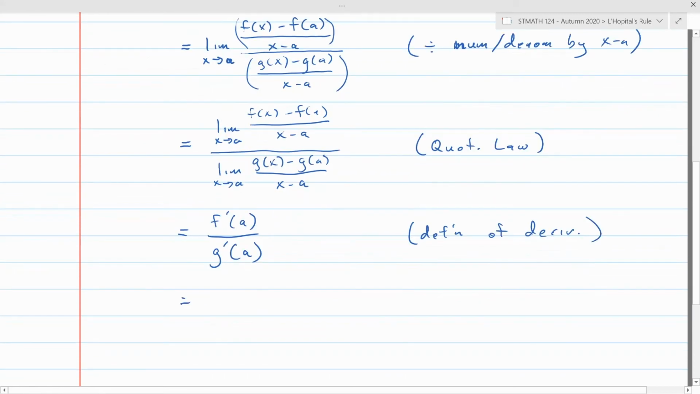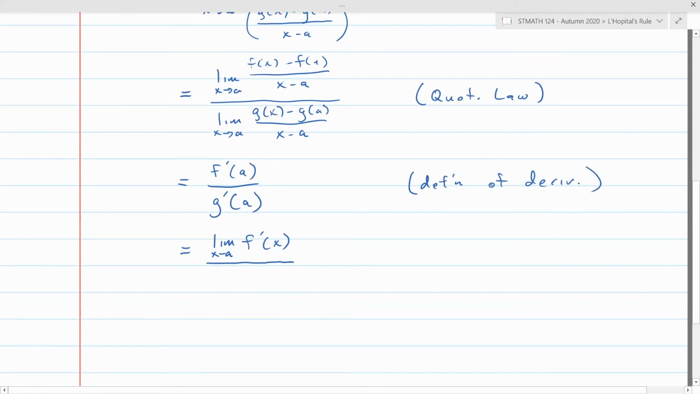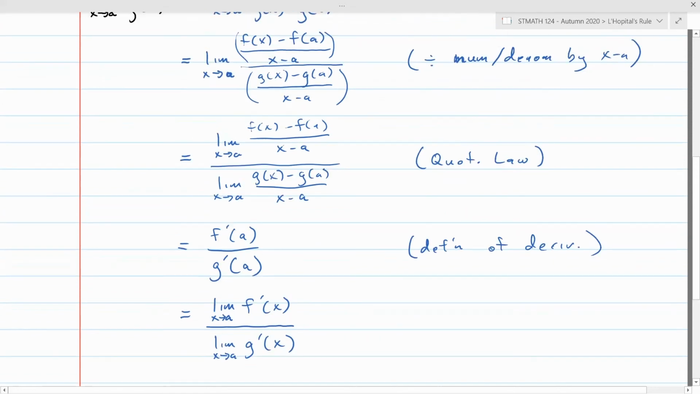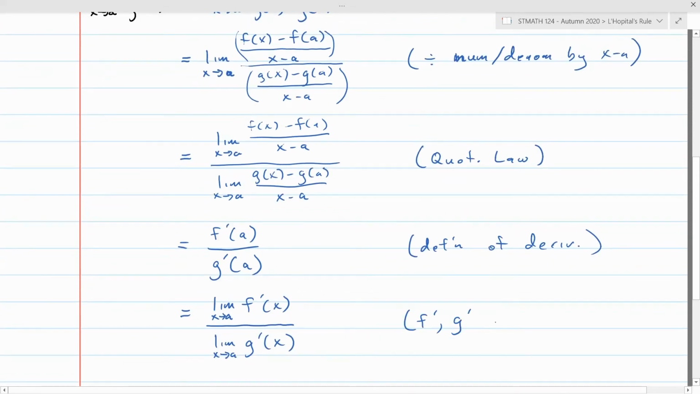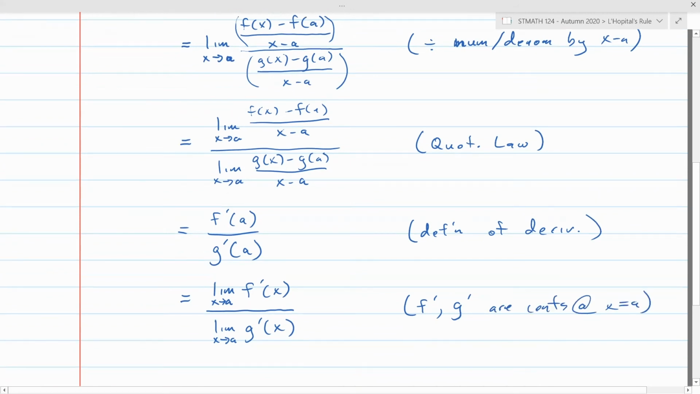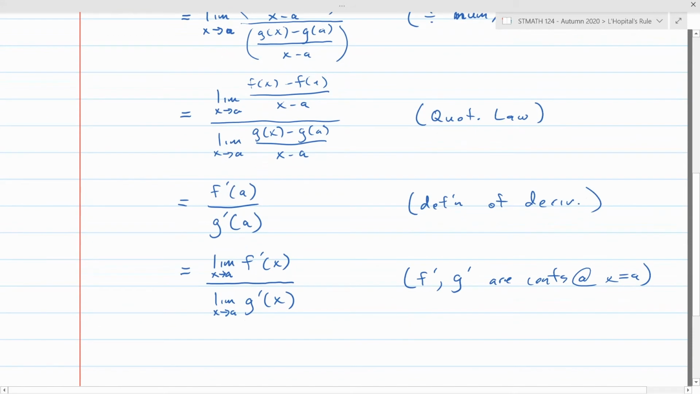Since we're saying that the derivative is continuous, I can express the derivative in the numerator as the limit as x approaches a of f prime of x. And also we assumed that g prime was continuous at a, so this is the limit as x goes to a of g prime of x in the denominator. And so this was because f prime and g prime are continuous at x equals a. You may remember that continuous just means that the limit that you get is the same thing you get when you do direct substitution. So if you compare the previous step to those limits, you're just doing direct substitution.